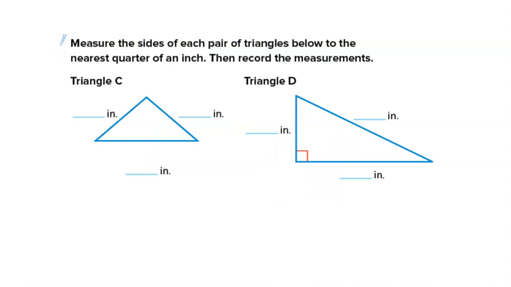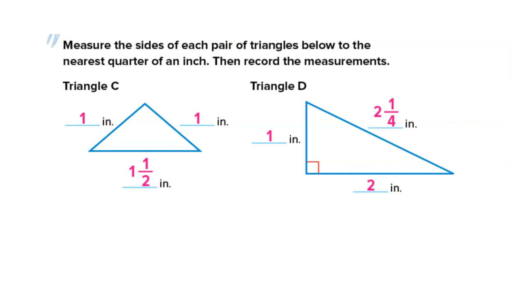For triangle C and triangle D, we are going to do the same thing. So for triangle C, you will notice that 2 of the sides are the same length. So 2 sides are 1 inch, but this bottom side of the triangle is 1 1/2 inches long. But then look at triangle D. I notice that all sides are different lengths. So this side is 1 inch, this side is 2 inches, and this side is 2 1/4 inches long.